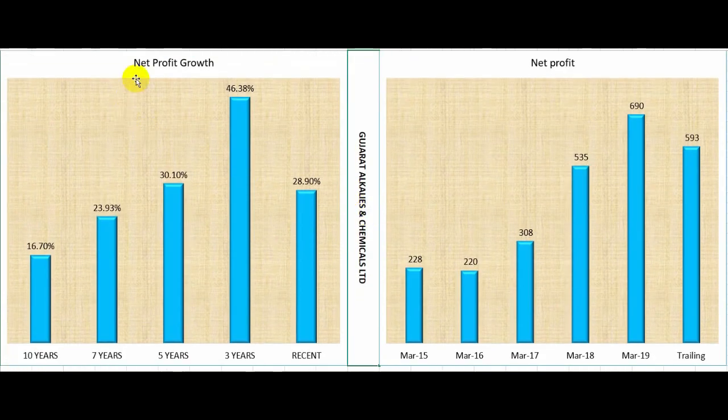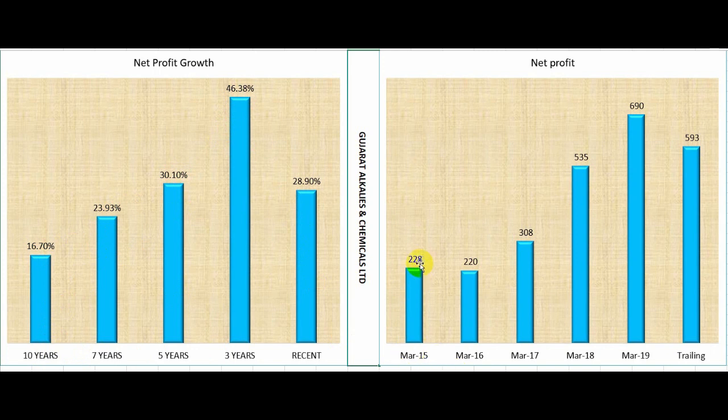Next, let's look at how the company has managed to grow its profit. Just like sales growth, we also need to look at how the company is growing its net profit. Over the last 3 years, the company's net profit has been growing at a very healthy rate of 46.38%. As we can see, from 10 years, 7 years, 5 years, 3 years, the growth has been consistently going up.